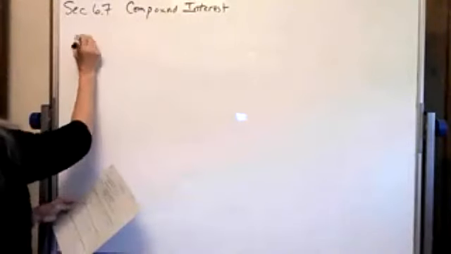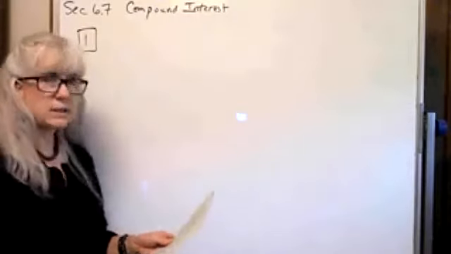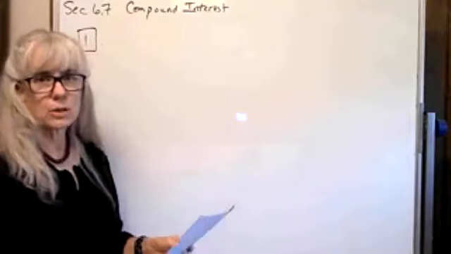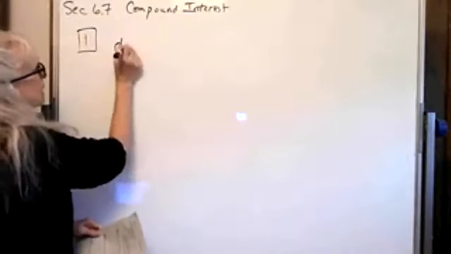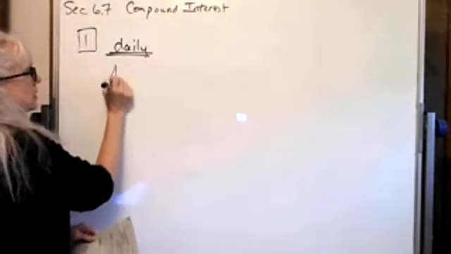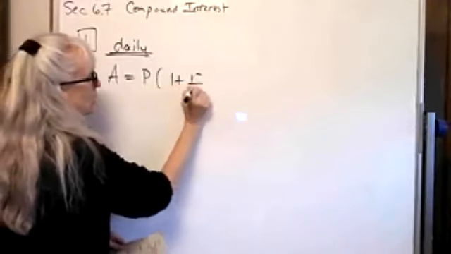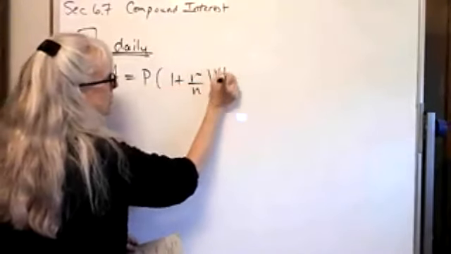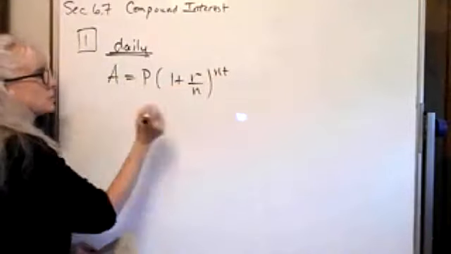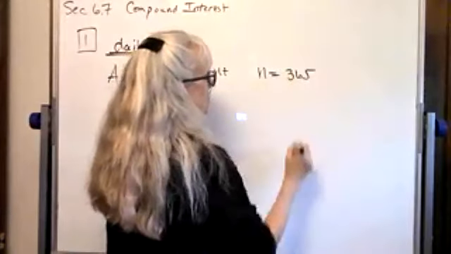Example 1 starts off and tells us, find the amount that results after $600 is invested at 5% compounded daily after 3 years. So I see the word compounded daily. That daily tells me 2 important things. It first tells me that this is the formula we're going to use: A equals P times the quantity 1 plus r over n raised to the nt power. So that daily compounding tells me to use this formula. It also tells me that n is equal to 365, the number of days in a year.